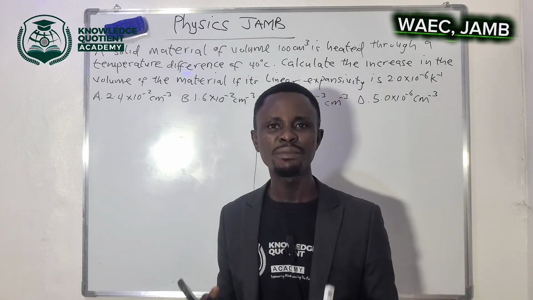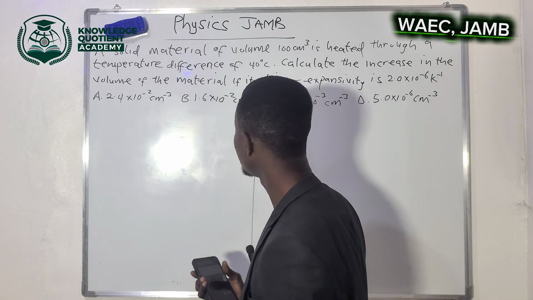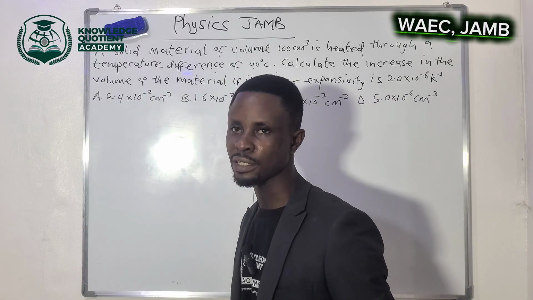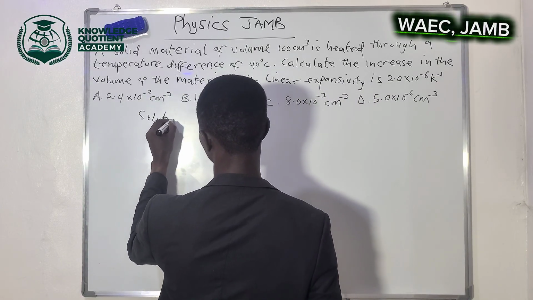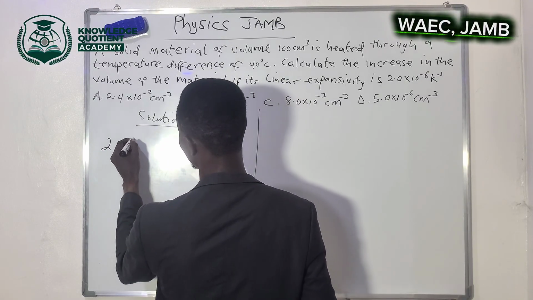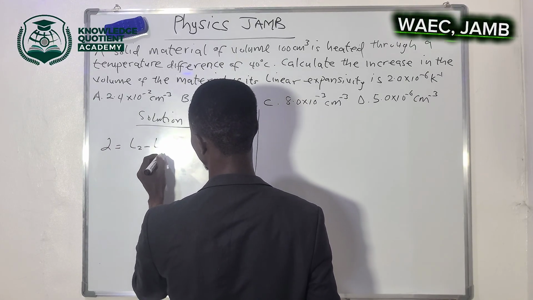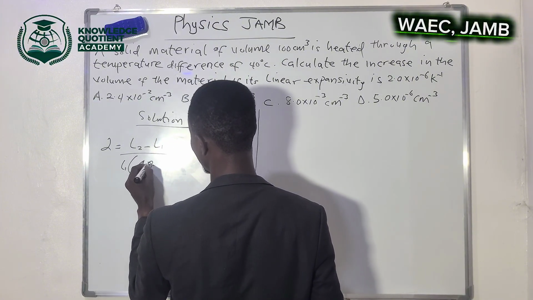Per cubic centimeter. Remember, we were asked to solve for volume. So for you to do that, we need to get a formula for linear expansivity first, which is alpha. So, solution: alpha is equal to L2 minus L1 all over L1 open bracket change in theta.